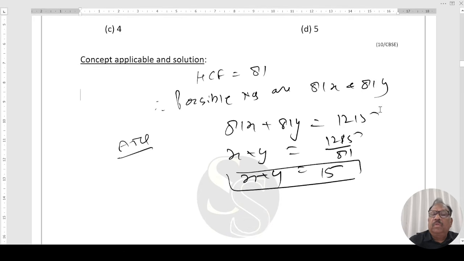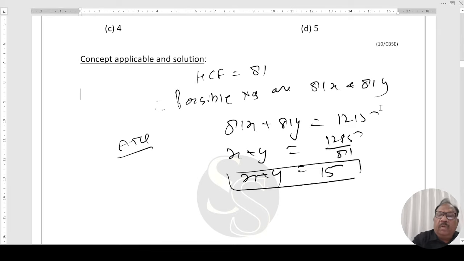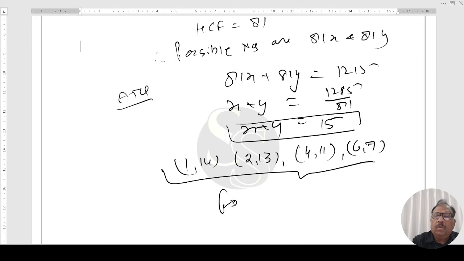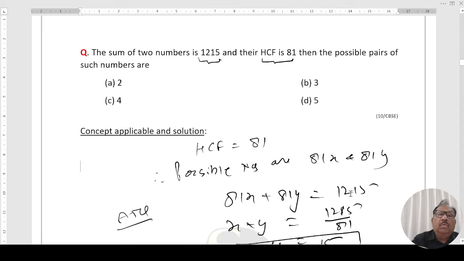Find all possible combinations which are having common factor only 1 and itself. 1 and 14, 2 and 13, 3 and 12 में कॉमन आ जाएगा, 4 and 11, 5 and 10, 6 and 9, 7 and 8. These are the four possible pairs. There are four possible pairs, right? So correct answer is C, right? Next question.